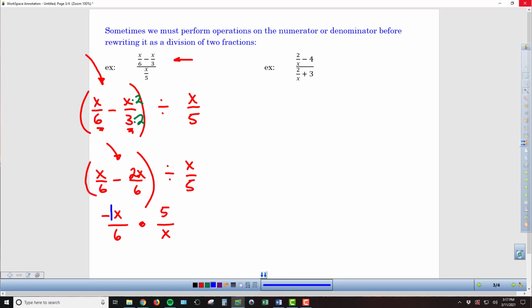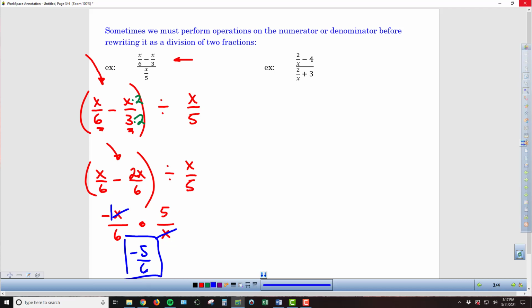Think of it as negative 1 times x. So the x's go. And so out of everything, we end up with negative 1 times 5 in the top, which is negative 5 over the 6 that we have in the bottom. So there's our simplified answer.